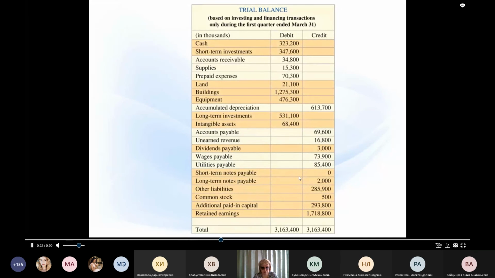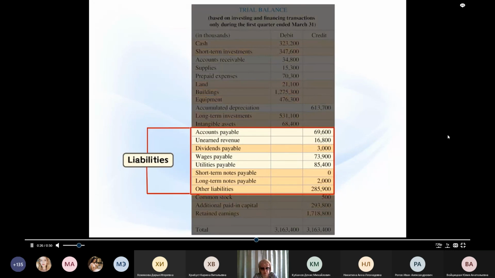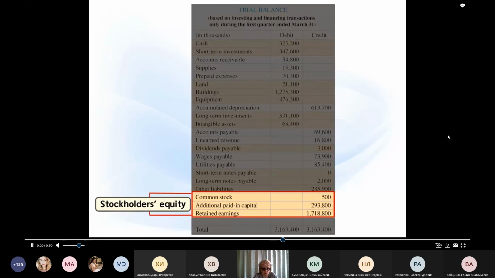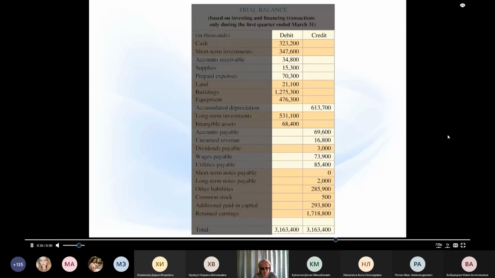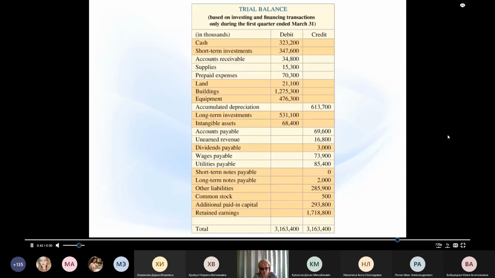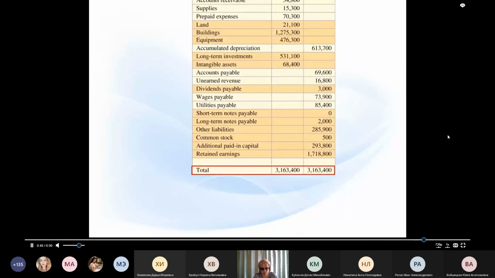A trial balance lists the names of the T accounts in financial statement order: assets, liabilities, and stockholders' equity. Revenues and expenses are usually listed at the end. The ending account balances appear in the next two columns. Debit balances are indicated in the left column and credit balances are indicated in the right column. Then the two columns are totaled to provide a check on the equality of the debits and credits.